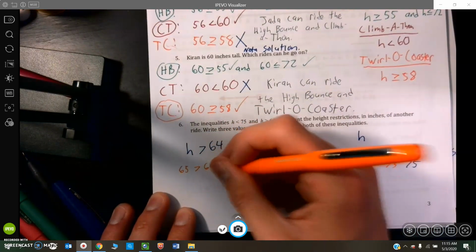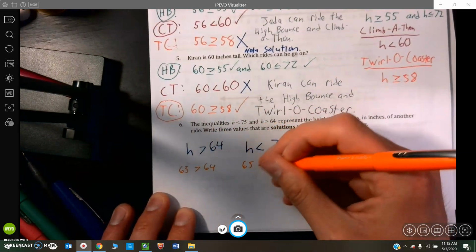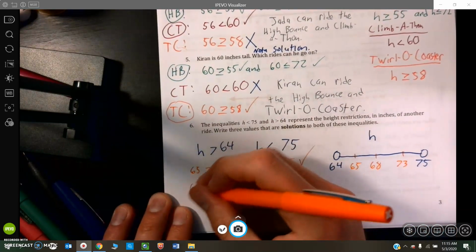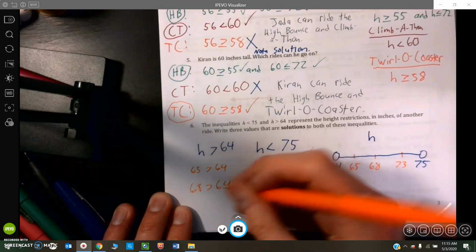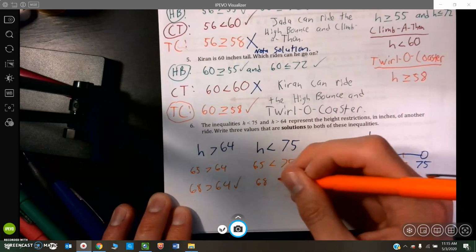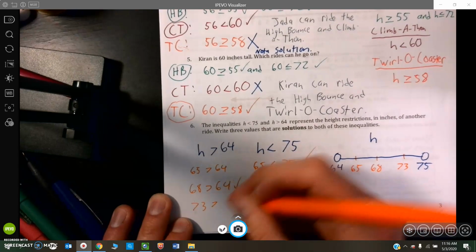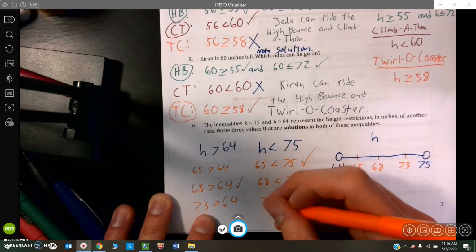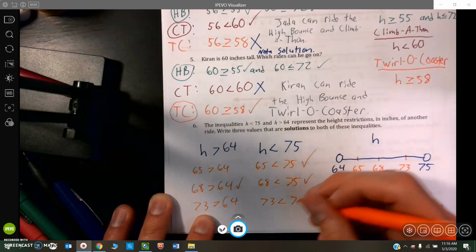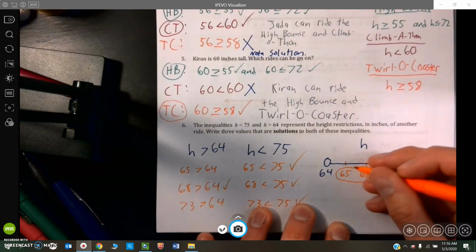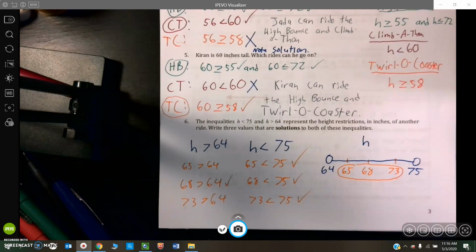65 is greater than 64, that works. And 65 is less than 75, that works. 68 is greater than 64, that's true. 68 is less than 75, that's true. 73 is greater than 64. And 73 is less than 75. So these are my 3 solutions that would work for those 2 inequalities.